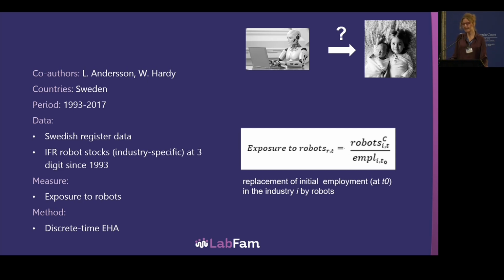So using this data, we constructed the measure of exposure to robotization, which is the number of robots employed in a given industry at a given year, divided by the initial employment in the sector. Initial means in 1993, and this measure basically captures to what extent robotization replaces the initial employment in the sector. Again, this measure is constructed at the industry level, so we plug it into the register data using the information about the industry, and we implement discrete time event history models.